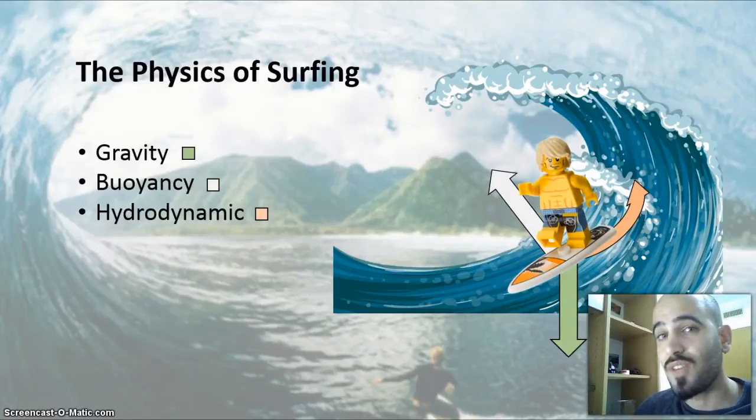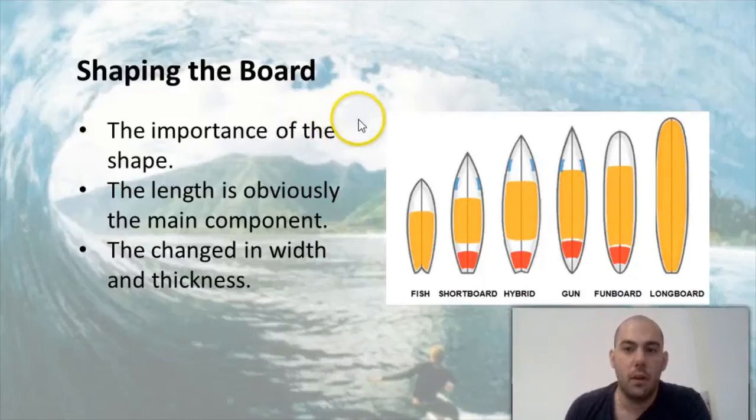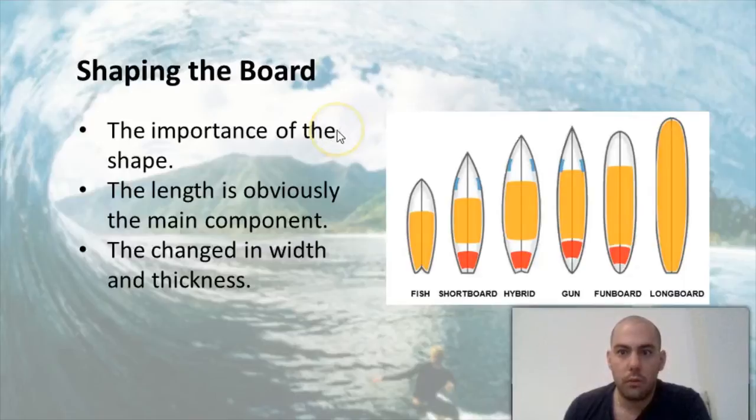Thank you. Hello, my name is Kfir. One of the most important categories in the board is the shape, to get the perfect board for the surfer. One change can make it harder for the surfer to catch a wave because of the interaction of force between the surfer and the wave.